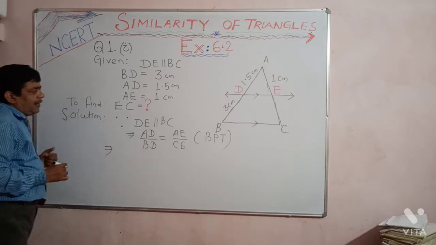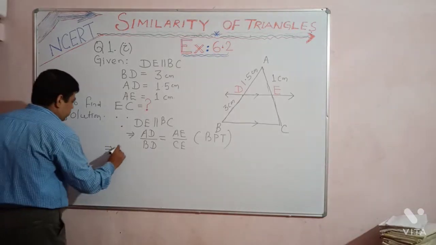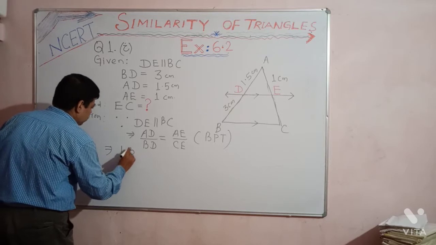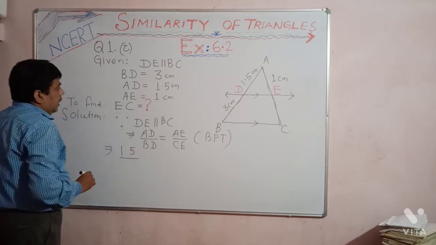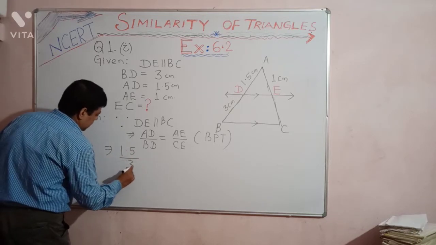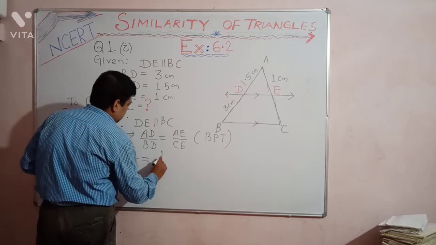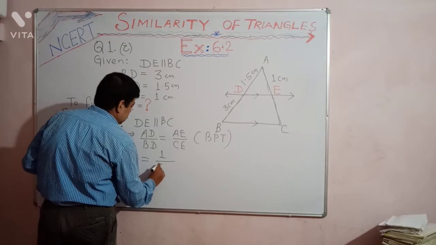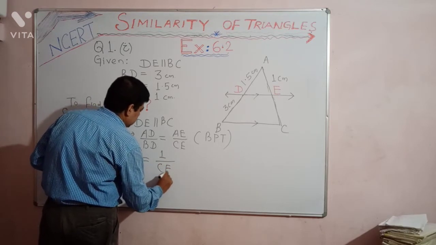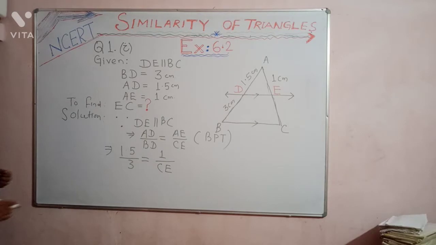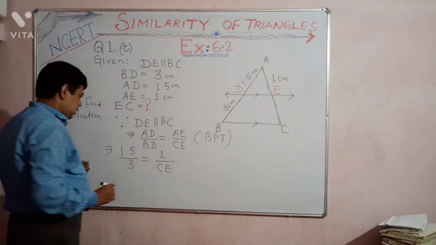You have to use the values. Here AD is given as 1.5 cm, BD is given as 3 cm, AE is given as 1 cm, and CE you have to find out. The length of CE you have to find out. Is it clear?